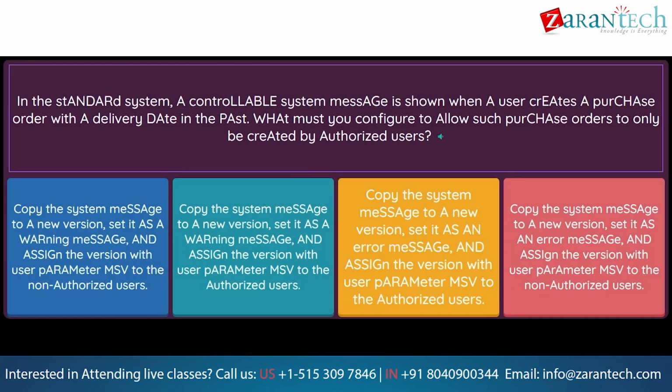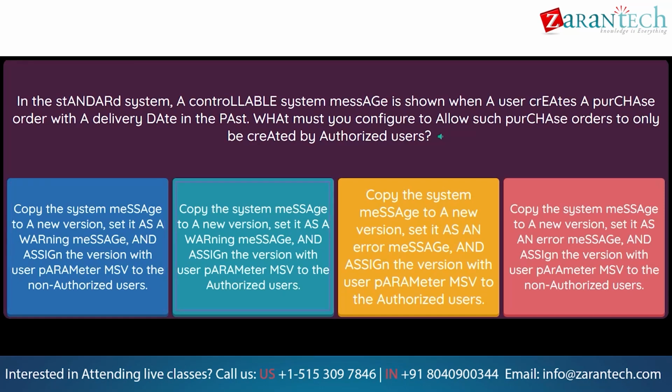Question: in the standard system, a controllable system message is shown when a user creates a purchase order with a delivery date in the past. What must you configure to allow such purchase orders to only be created by authorized users? Option 1, copy the system message to a new version, set it as a warning message, and assign the version with user parameter MSV to the non-authorized users.